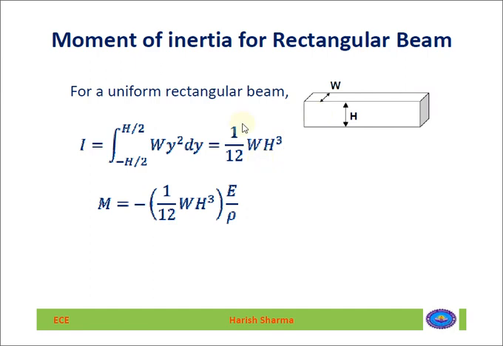After integration we get I is equal to 1 upon 12 w h cube, and the internal moment M is equal to E I upon rho. Putting this value, M is equal to 1 upon 12 w h cube E upon rho, where E is the Young's modulus and rho is the radius of curvature.